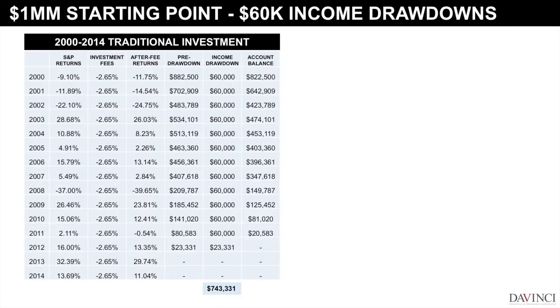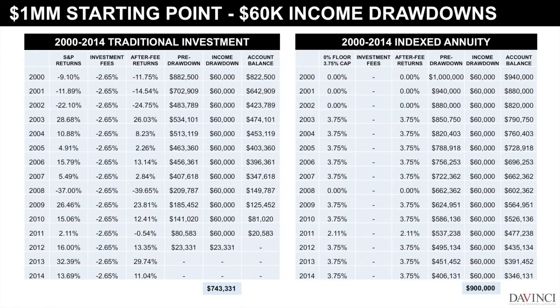Okay, here's the same sequence of returns we just looked at. Again, this is from the year 2000 through 2014. Now here's that same 15-year sequence from 2000 to 2014, but this option gives you a 0% floor and a 3.75% cap. Now what this means is that when the market's up, the maximum you can get is a 3.75% return in that year. But if the market's down, you won't lose any money whatsoever.